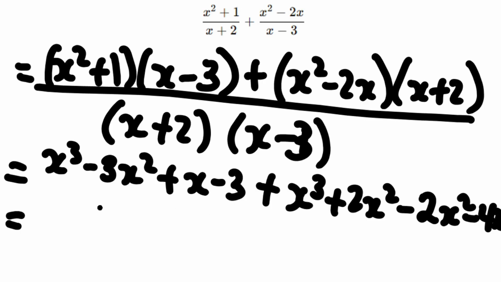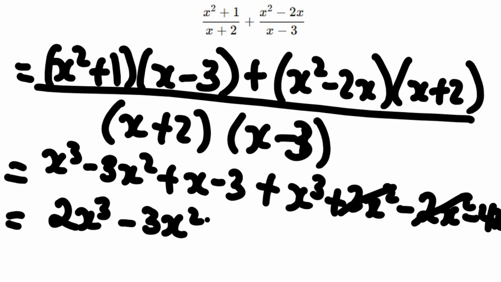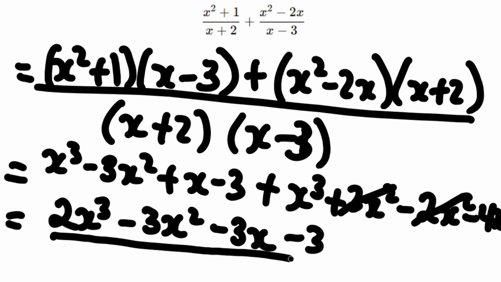I'm supposed to write the denominator at the bottom, but because of simplification, we have x cubed plus x cubed, that will be like 2x cubed. So x squared, positive 2x squared minus 2x squared, they cancel out. So the only x squared I have is negative 3x squared. So what about these ones? So positive x minus 4x, that will give a minus 3x, right? So minus 3, the only constant is minus 3 here, all over that denominator.